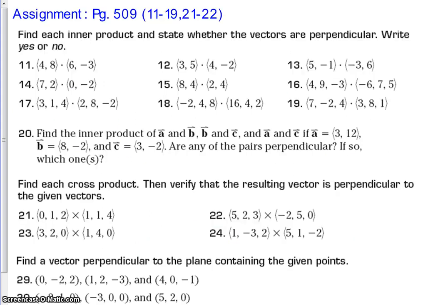The assignment I want you to work on for this is on page 509, problems 11 through 19 and 21 through 22. So it'd be okay if we just stop here and we just do a couple of the cross products that were a little bit more difficult. Good luck.